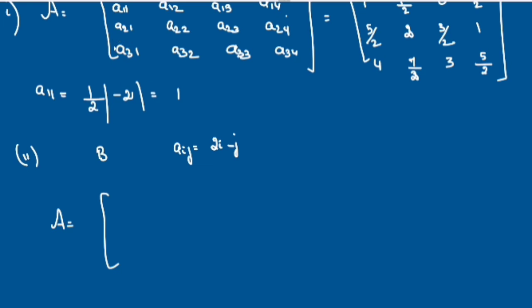2i minus j. What is A11 now? 2 minus 1, so it is 1. A12, 0. A13, minus 1. A14, A21: 4 minus 1, 4 minus 2, that is 2. 4 minus 3, 1. 4 minus 4, 0. 3 into 1 will be, no, 6. 3 into 2, 6 minus 1, 5. 6 minus 2, 4. 6, that is 3 here. 6 minus 3 and 2.